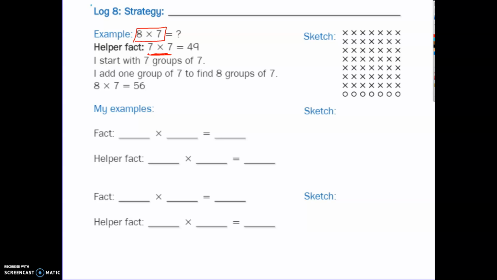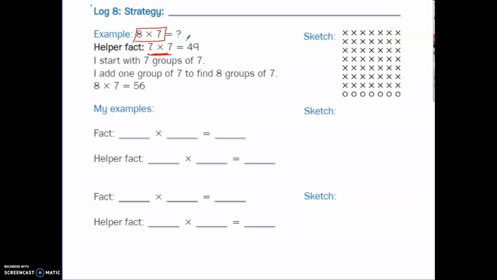Oops, I ran out of time on that last video, so we'll keep going on lesson 6.3 with our strategy here. So this strategy was 8 times 7, and our strategy is going to be near double. So what near double is 8 times 7 by? It's by 7 times 7, which is a double. Okay, it's a square problem.